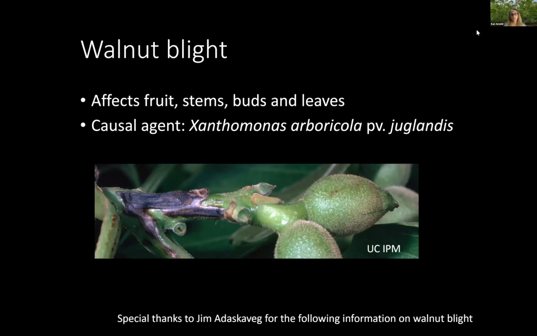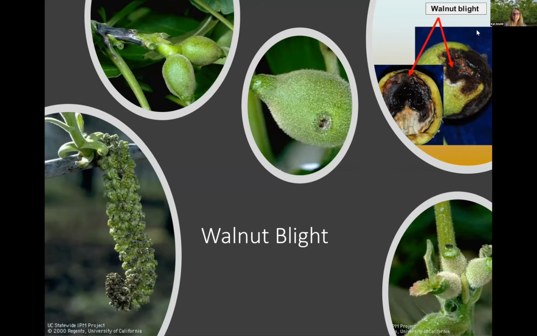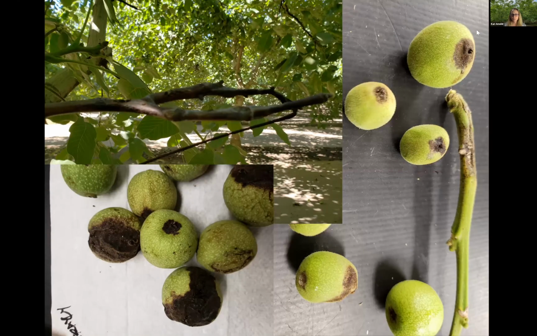Walnut blight is definitely worth mentioning in a walnut disease talk. This affects the fruit, stems, buds, and leaves, any green, growing tissue. The causal agent is also a bacterium, Xanthomonas arboricola pv. juglandis. I always struggle over this. These are different photo examples of what walnut blight might look like in the field. You can see it inside the nut there. You can see it on the stem, on the branch, on the catkins, on the flower, and then also on the fruit later on after that infection has matured.